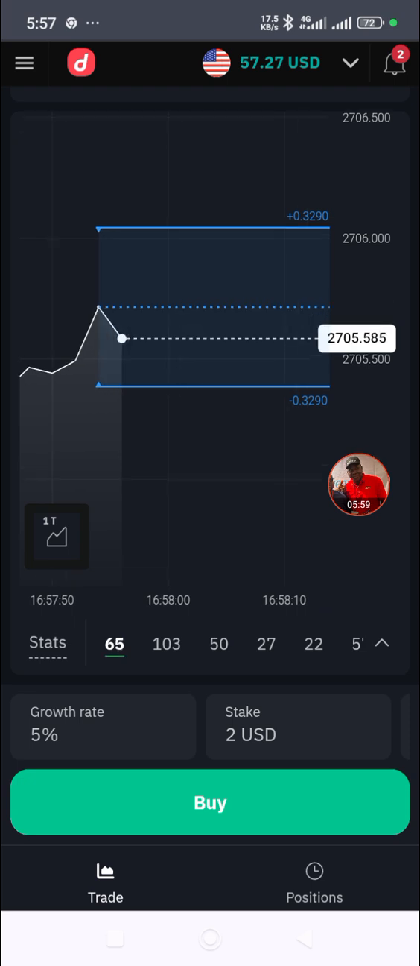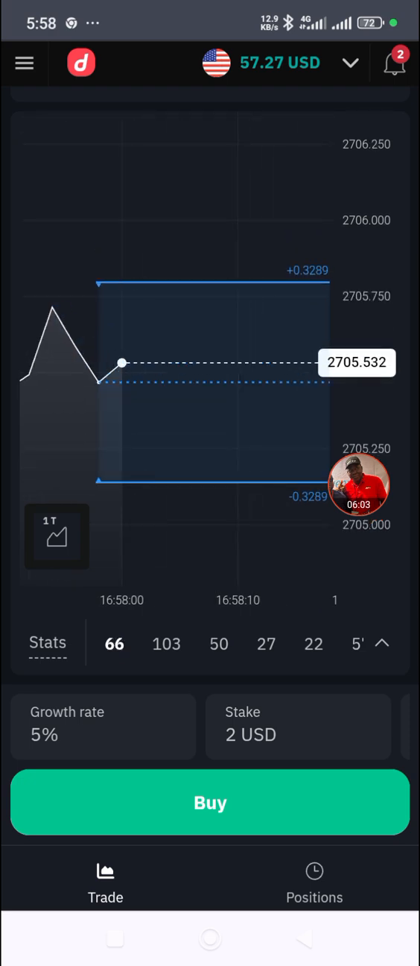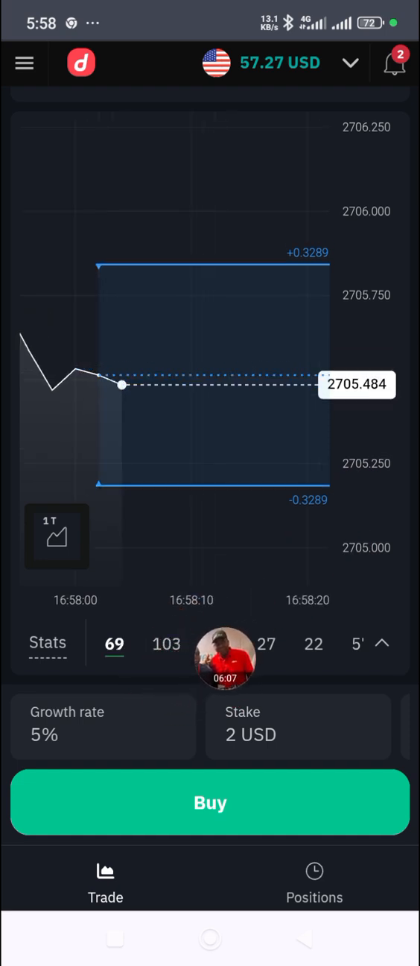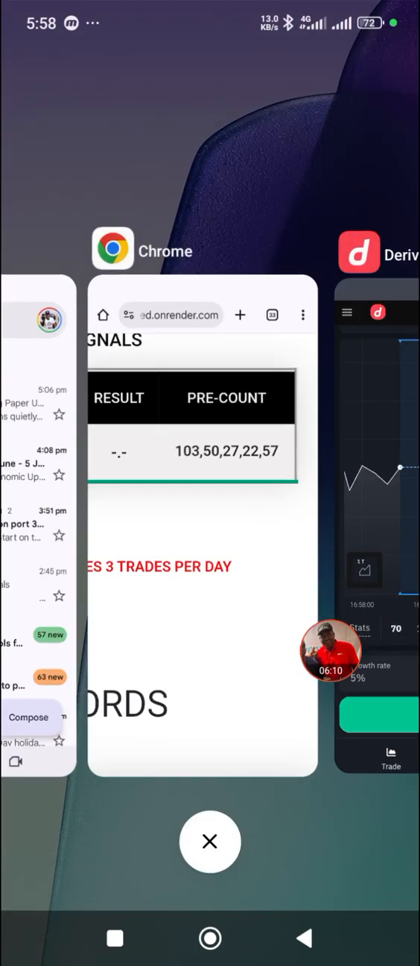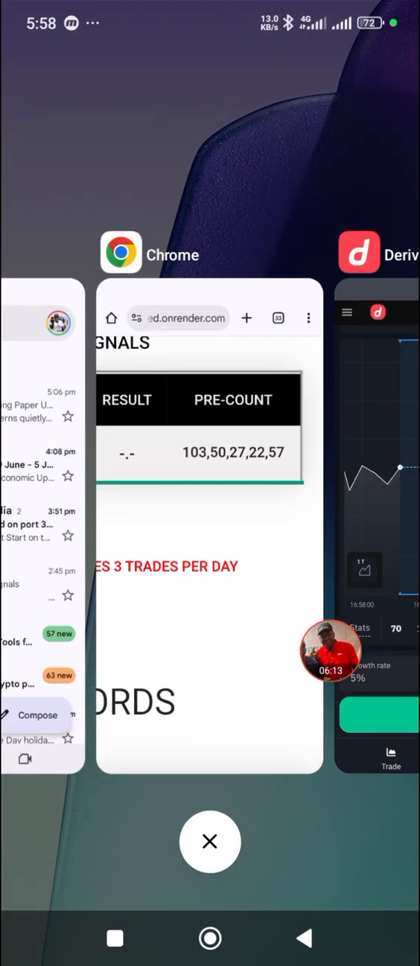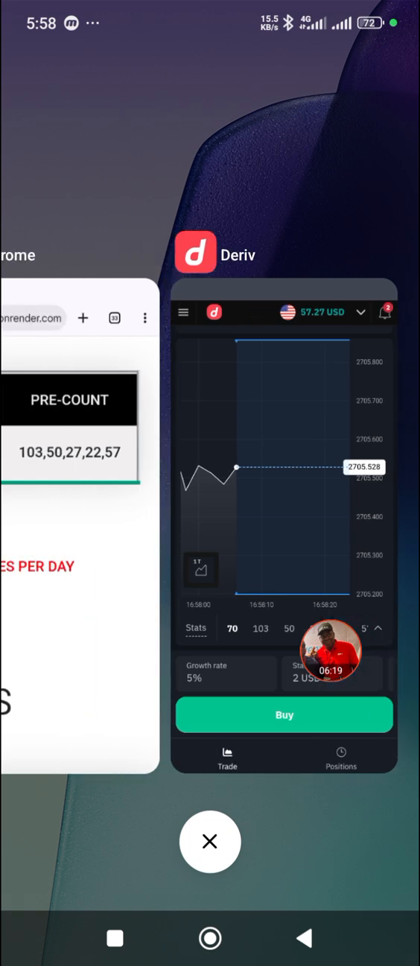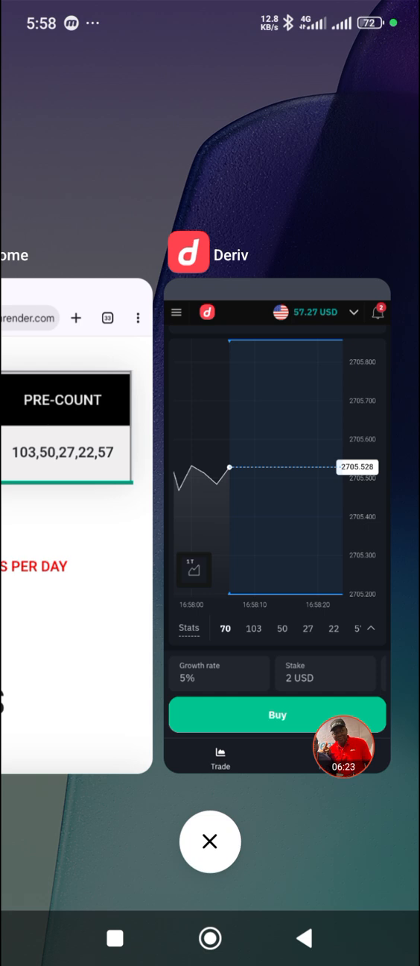Even on my phone that allows splitting, it doesn't usually go through. So you can see the value here: 103, 50, 27, 22. If you look at it carefully, they are all the same. 103, 50, 27, 22, 57. Can you see it, side by side?